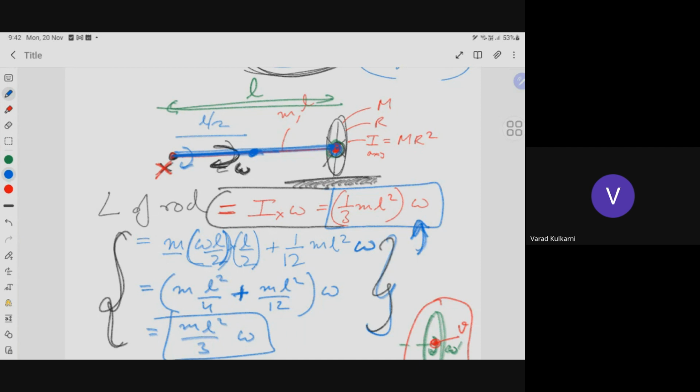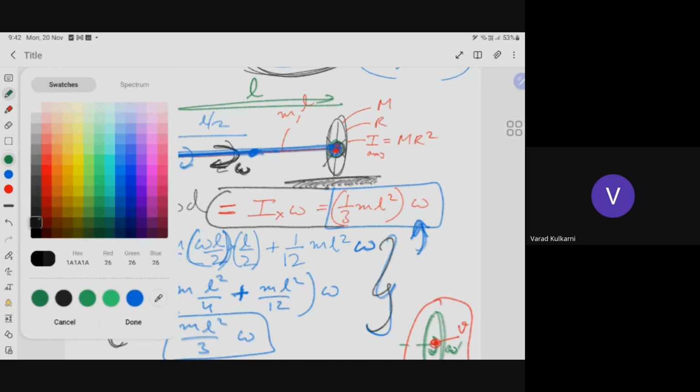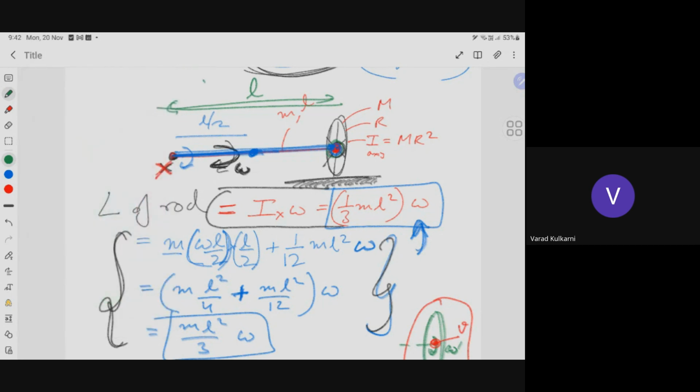Anybody? That's the tricky part in this question. What is it? R cross V. It is down. Why is it down?